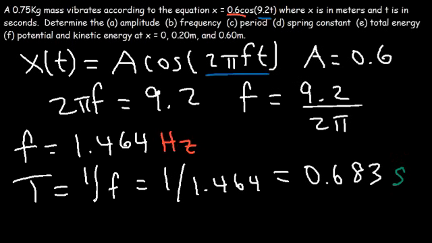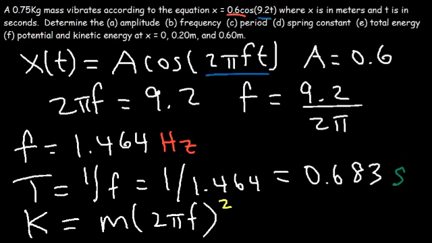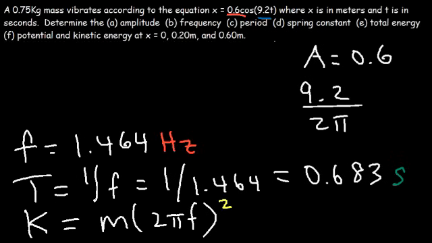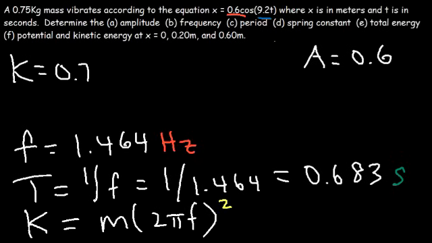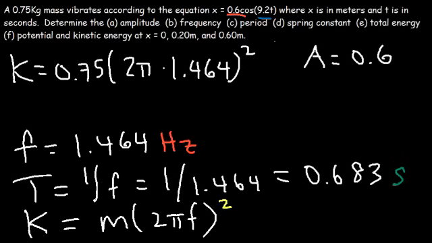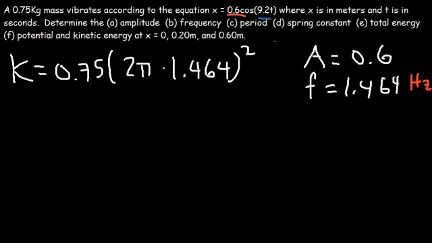Now, how can we find the spring constant? What equation would you use to find it? You can use this equation. The spring constant is the mass times 2 pi f squared. We've established this equation earlier in the video. So k is going to be the mass, which is 0.75, times 2 pi times the frequency 1.464, squared. 2 pi times 1.464 is 9.198, and if you square that, you should get about 84.61 times 0.75.